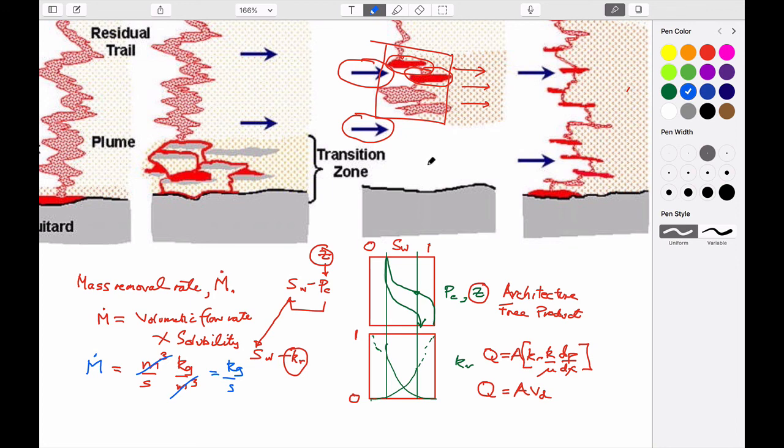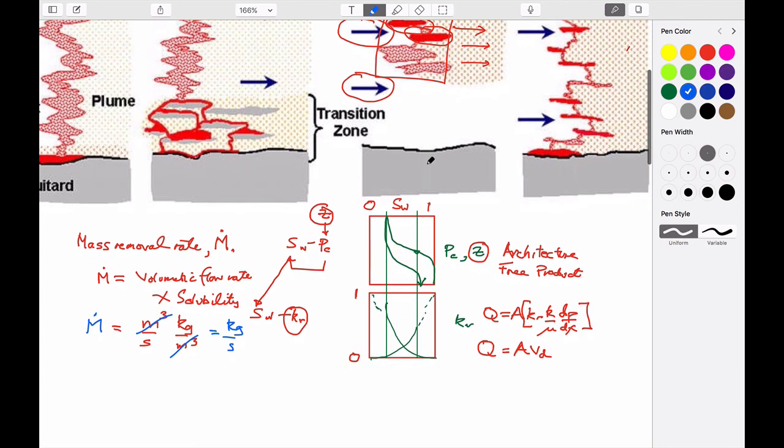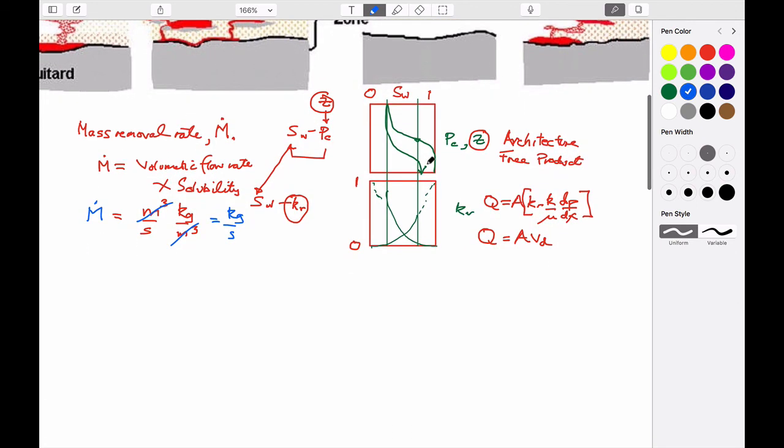And so there are perhaps a couple of things that we can ask about this. The first one is this mass removal rate, which is this. So that's maybe the first one. And the second one could be the RTD, the residence time distribution curve, or arrival time.